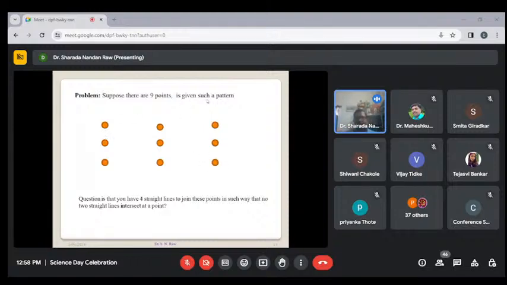So now there are nine points in such patterns. The question is: we have four straight lines to join these points in such a way that no two straight lines intersect at a point. I will give you only 3 to 4 minutes to solve this problem. Then I will show the answer, and you can check how we can join them.